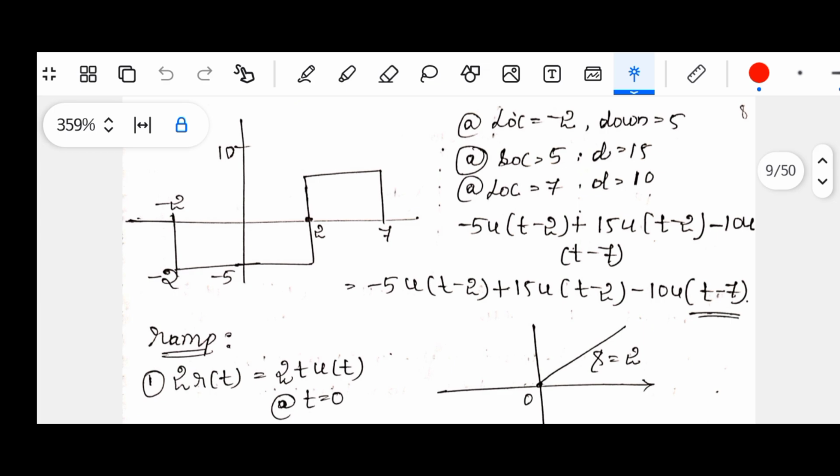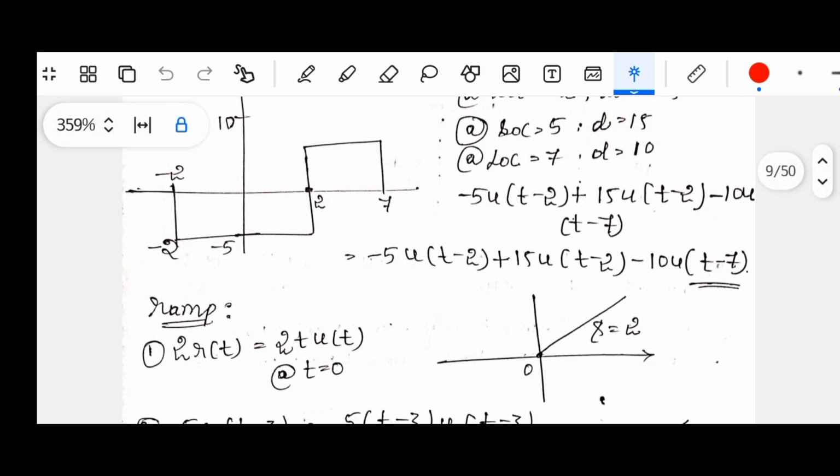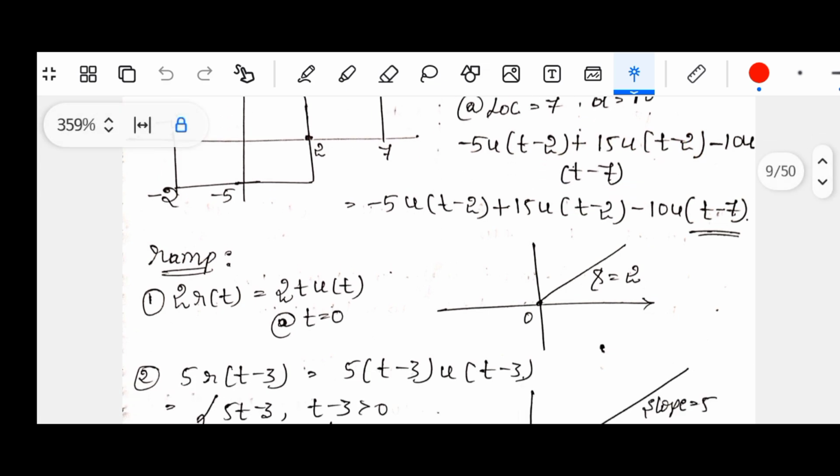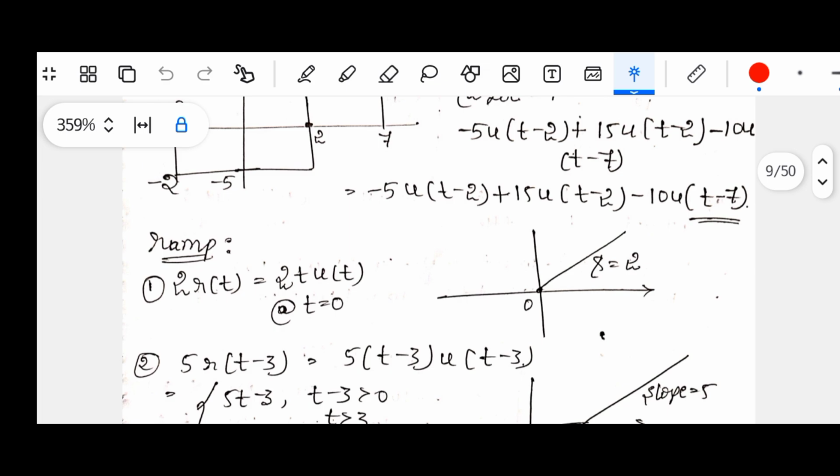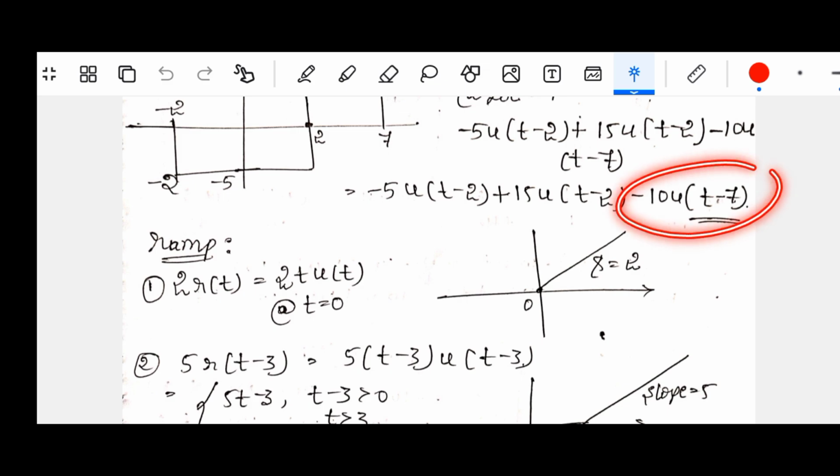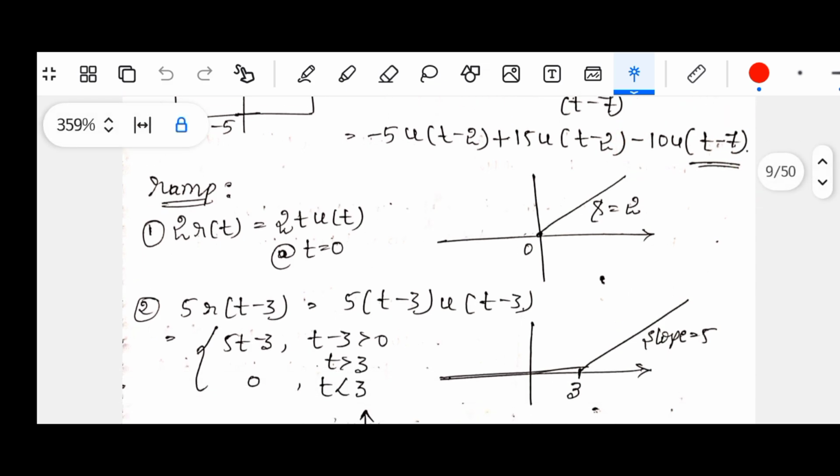Let's write. Minus 5 into u of t minus 2 plus 15 into u of t minus 5, minus 10 into u of t minus 7. Rearrange the above equations: minus 5 into u of t minus 2 plus 15 into u of t minus 5 minus 10 into u of t minus 7.